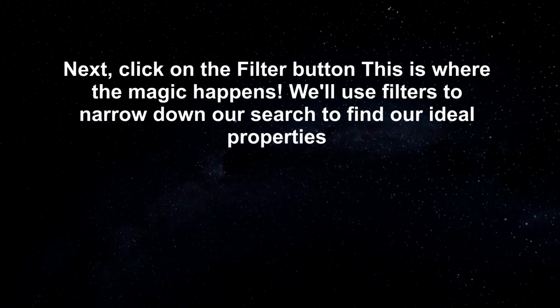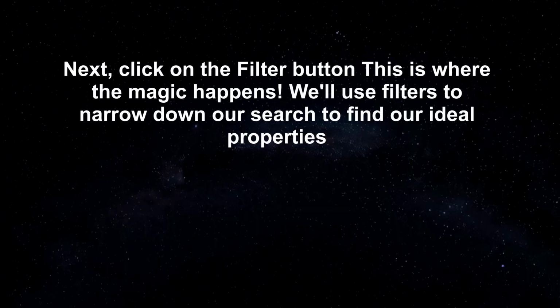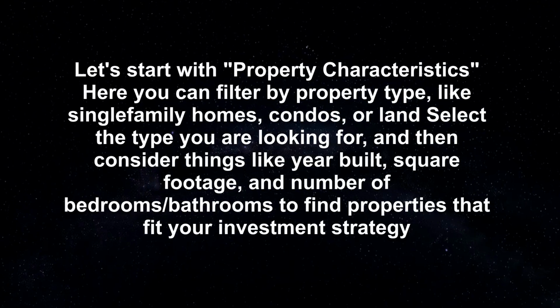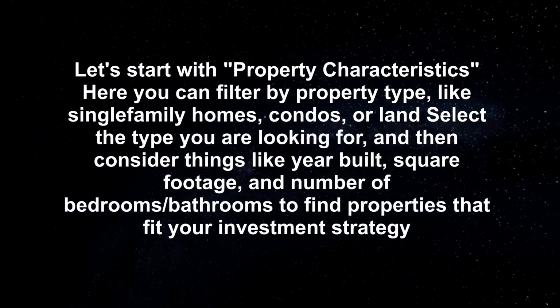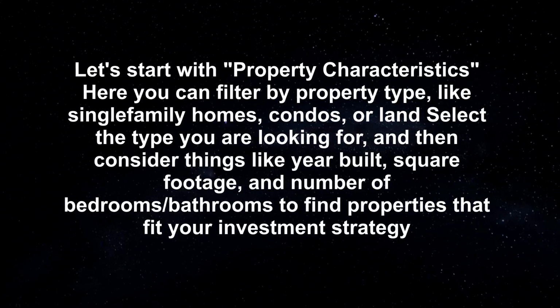Next, click on the filter button. This is where the magic happens. We'll use filters to narrow down our search to find our ideal properties. Let's start with property characteristics. Here you can filter by property type, like single-family homes, condos, or land. Select the type you are looking for.